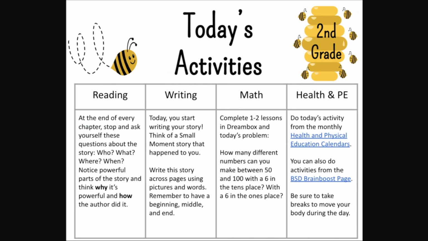In math, we're going to complete, again, 1 to 2 lessons in Dreambox, and then we're going to look at today's problem, which is right here. How many different numbers can you make between 50 and 100 with a 6 in the tens place? So how many of those can you make? And then how many numbers can you make between 100 and 106, with a 6 in the ones place? So 2 different questions. How many can you do with a 6 in the tens place, and then how many can you do with a 6 in the ones place? I'd have to draw those out and maybe list all my different options. I'd probably need a piece of paper to solve that one.